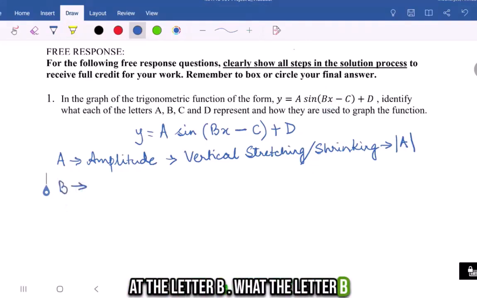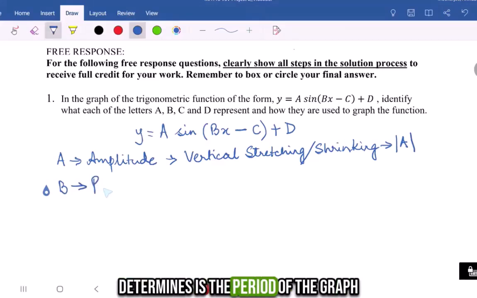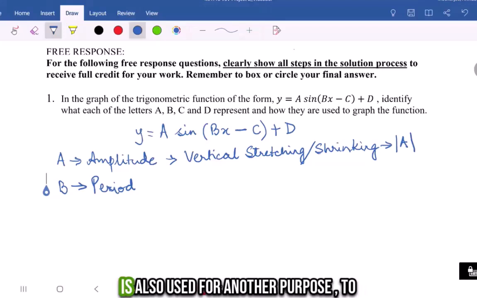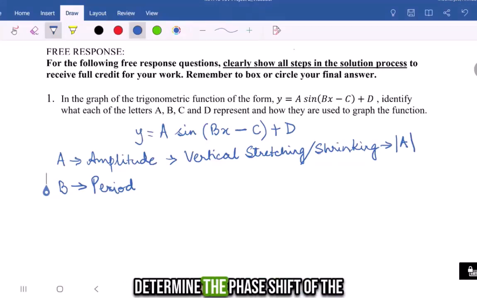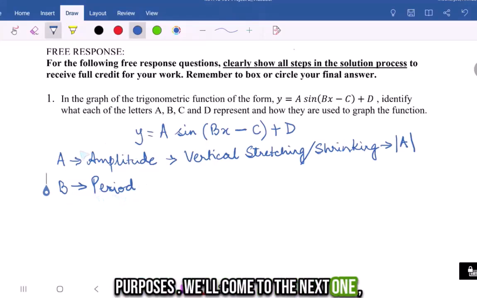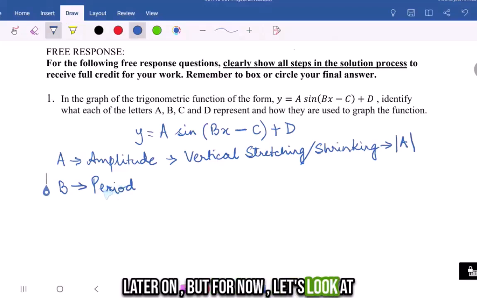What the letter B determines is the period of the graph. For now, let's talk about the period. B is also used for another purpose, to determine the phase shift of the graph. Therefore, B is used for two purposes. We'll come to the next one later on, but for now, let's look at the period.